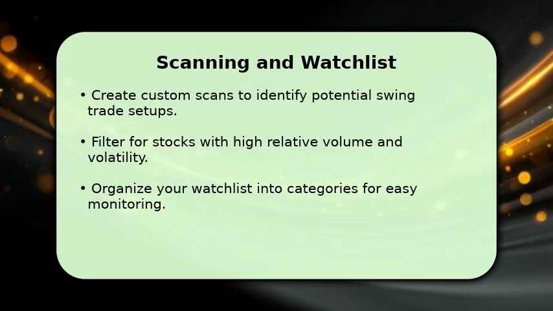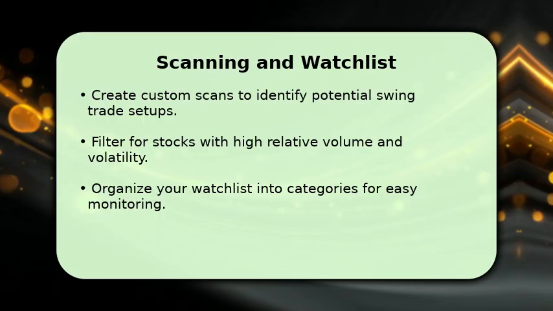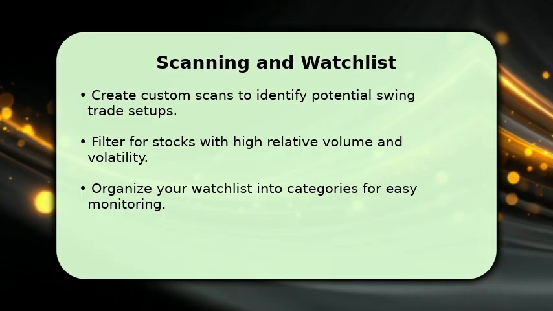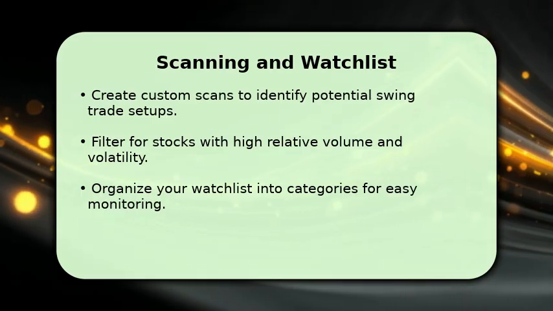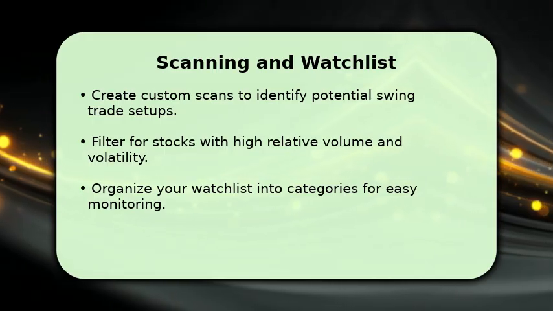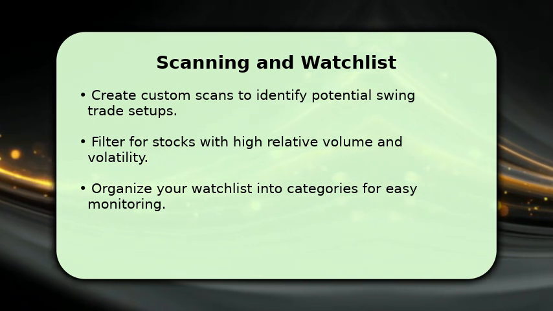Create custom scans filtering for criteria like average daily volume above 1 million shares and a price range between $5 and $100. Look for stocks showing increased relative volume and volatility. Once identified, add these to a dedicated watch list, organizing them by sector or potential setup.